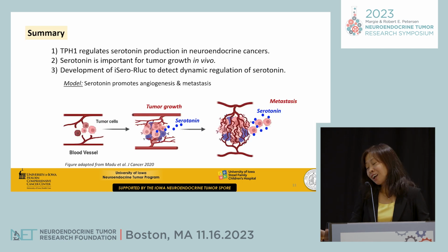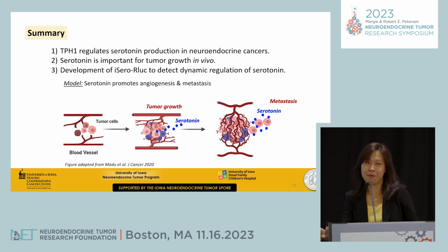So overall, this is our summary. We think TPH1 is the key regulator of serotonin metabolism in neuroendocrine cancer. It's very important for tumor growth in vivo, although in vitro, as I've shown, it doesn't do much, because in vitro we feed the cells and give them an excess amount of nutrients in the Petri dish, whereas in vivo it depends on the nutrients they get. It depends on the vasculature of the tumors.